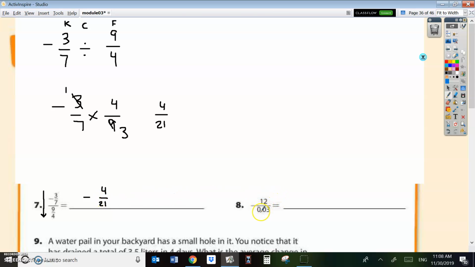12 divided by 3 hundredths, and the whole thing's going to be negative. Rewrite it, make it simple. Whenever you have a decimal in the divisor, you move it out 2 places to the right. Move this decimal also 2 places to the right. And now 12 divided by 3 is 4, so 400, but then the whole thing needs to be negative.